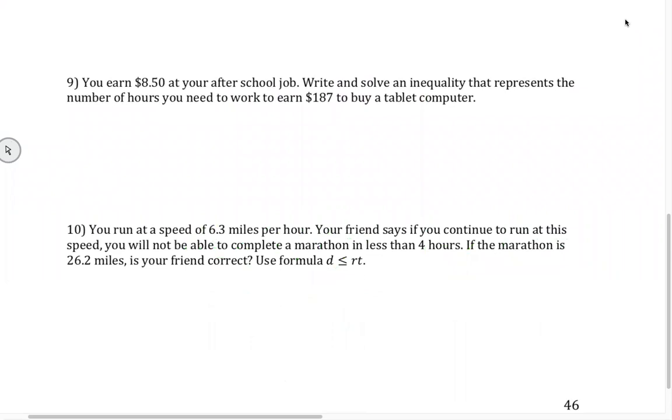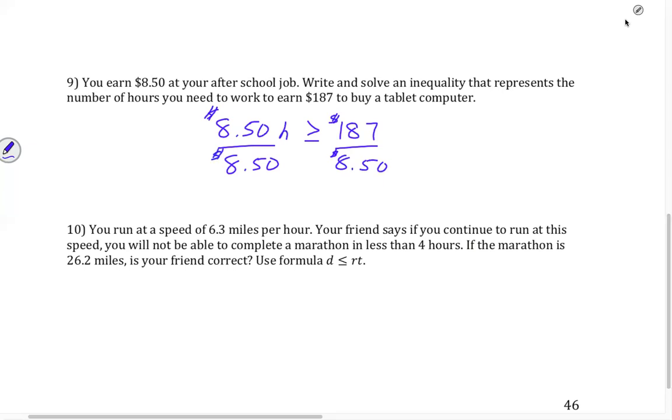You earn $8.50 at your after-school job, right? Write and solve an inequality that represents the number of hours you need to work to earn $187 to buy a tablet. So $8.50 times H has to be greater than or equal to 187. Divide by $8.50. All right, remember, all this is money. We're after the hours. So you have 187 divided by 8.50. We're going to get 22 hours.